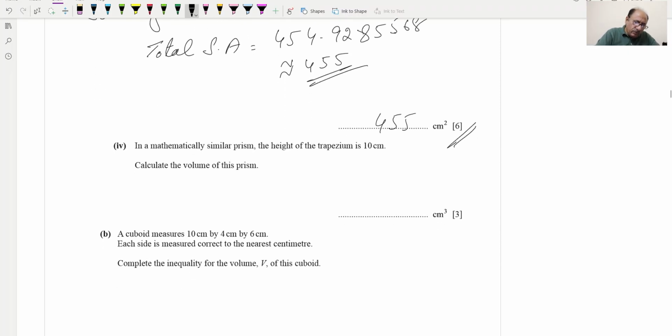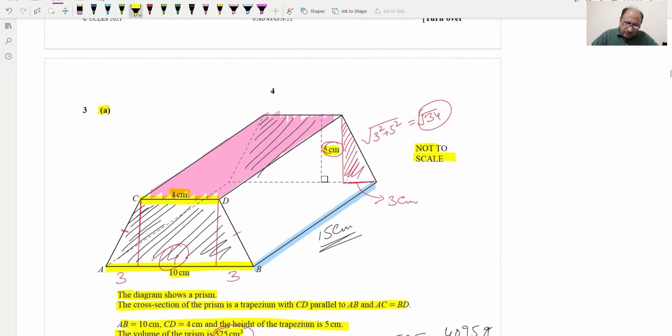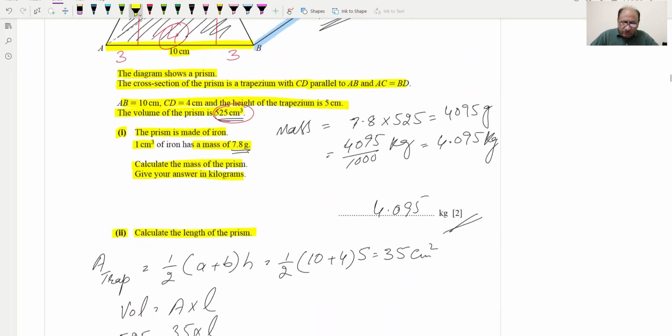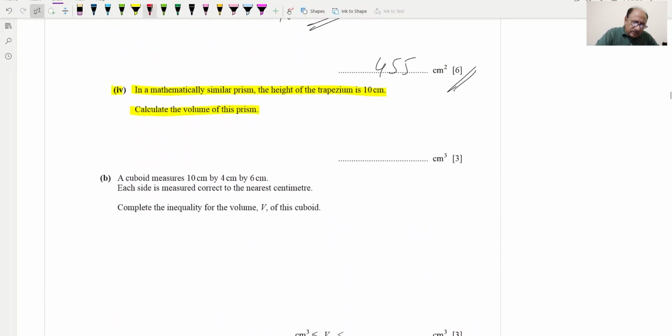Now, part 4. They are saying in a mathematically similar prism, the height of the trapezium is 10. Calculate the volume of the prism. Now this prism has a height of 5, which they have mentioned over here. So the k value, the ratio, will be 10 divided by 5.